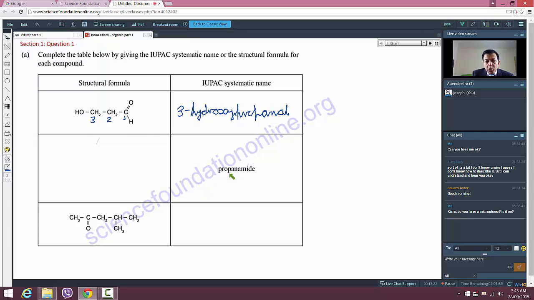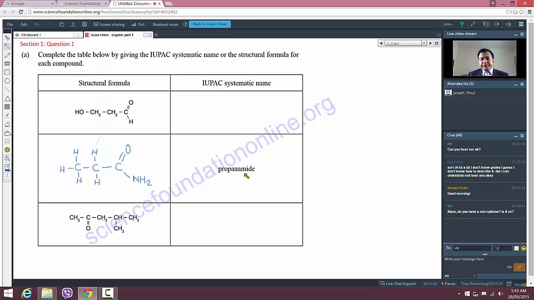Then we have to draw the structural formula that corresponds to propanamide. I think to save us some time, I'd already drawn that here. When we say propanamide, it's again the 3-carbon chain corresponding to propane, meth-eth-prop, and it's the amide functional group this time. Now the amide functional group is this one here, C double bond O connected to an NH2. So that's the amide functional group, and it's got 3 carbon atoms in total, 1, 2, 3, and that's how I have drawn out the structural formula here.